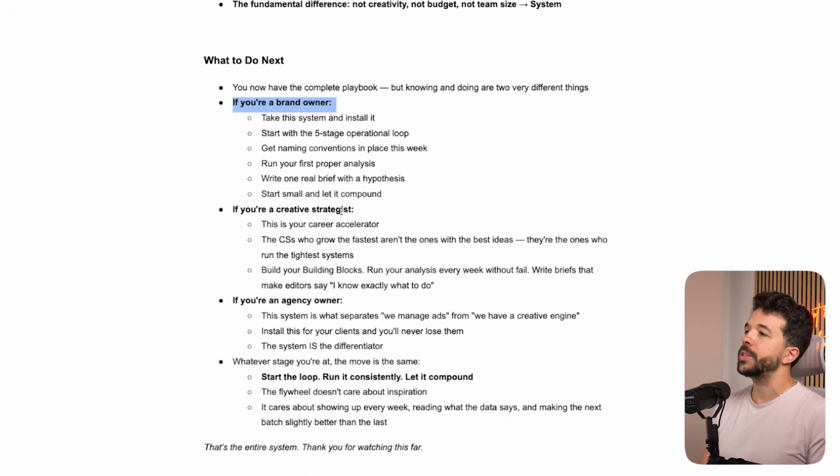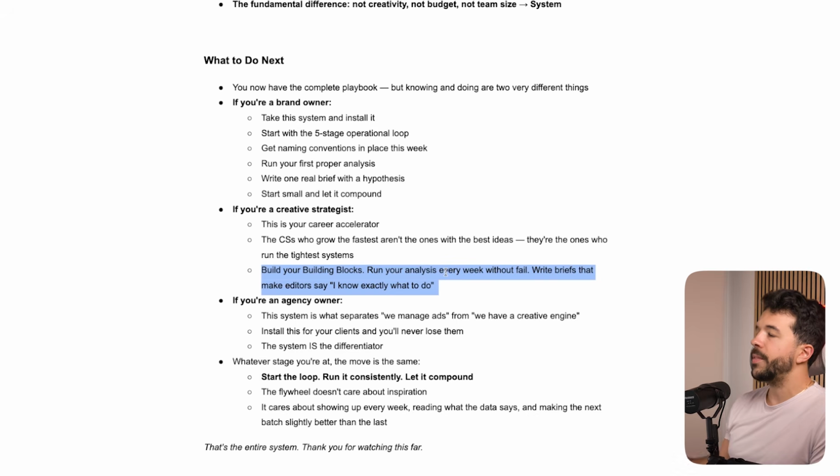If you're a creative strategist, this is your career accelerator. The creative strategists who grow the fastest aren't the ones with the best ideas, they're the ones who run the tightest systems. So build your building blocks repository, run your analysis every week without fail, write briefs that make editors say, I know exactly what to do, and that's how you just grow within your career.